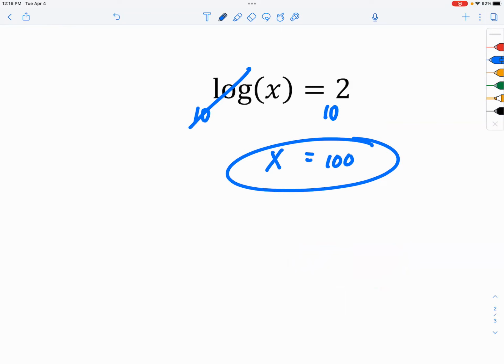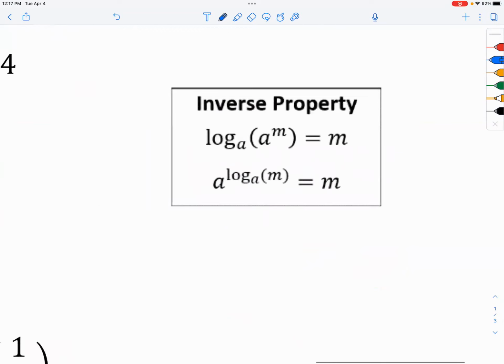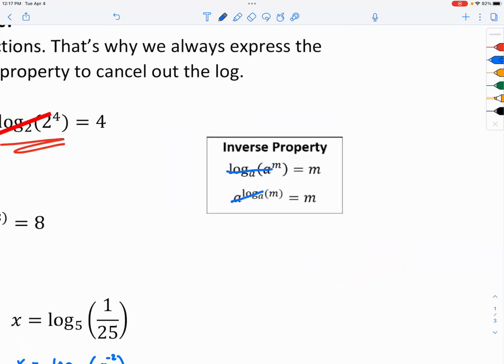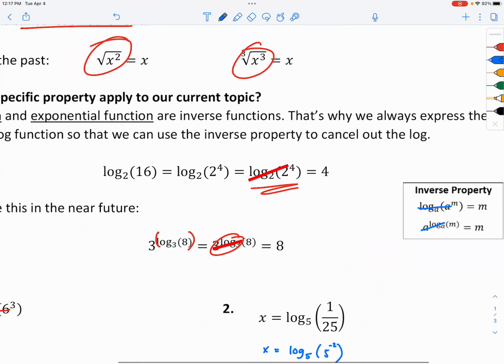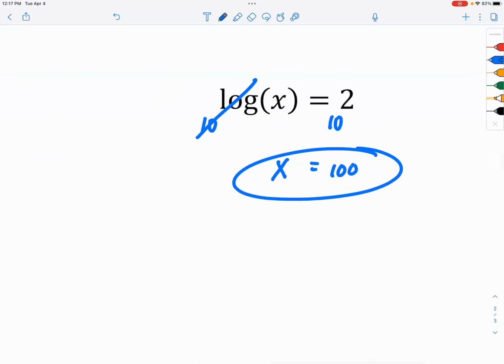Inverse functions cancel each other out. So log function and exponential function, they are inverse of each other. So when they are being like this, they cancel each other out, or they cancel each other out like this, just like square root and square. Yes. Because it's log base 10. It's common log. If the base is not shown, it's by default 10.